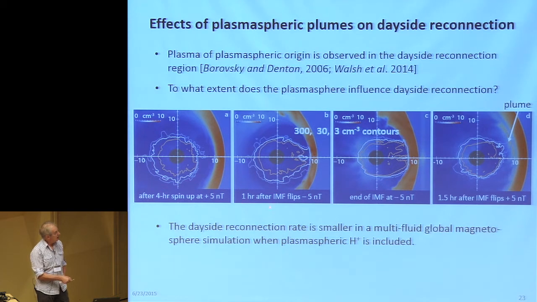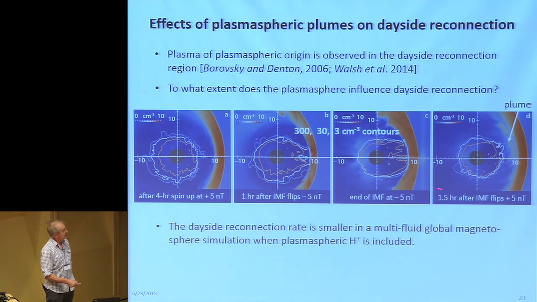And then after 1 hour, when the IMF flips southward, you get this convective surge, and you see a surge of the plasmasphere toward the whole dayside, and that's actually been seen in IMAGE data, some of the work that Jerry Goldstein and collaborators have done.